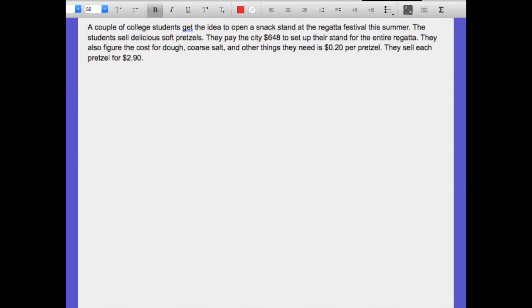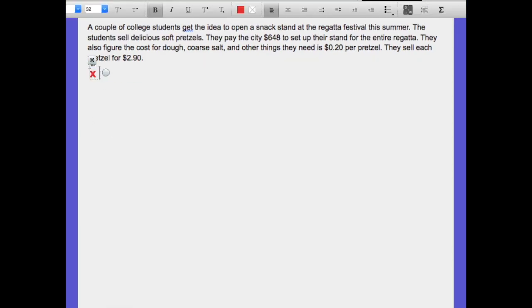All right, let's check out this last one here too. So this says a couple of college students get the idea to open a snack stand at a regatta festival this summer. The students sell delicious soft pretzels. They pay the city $648 to set up their stand for the entire regatta. They also figure the cost for dough, coarse salt, and other things they need is 20 cents per pretzel. They sell each pretzel for $2.90.